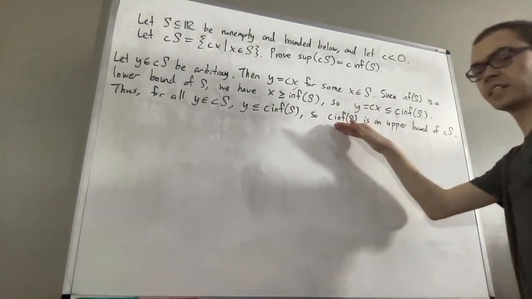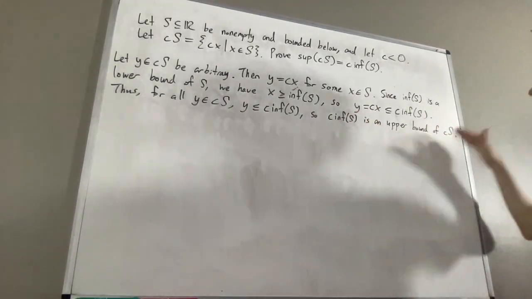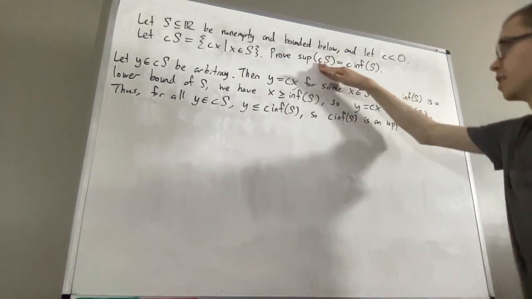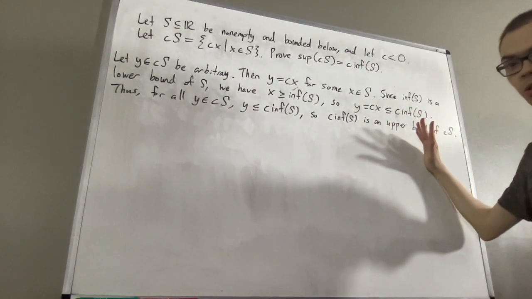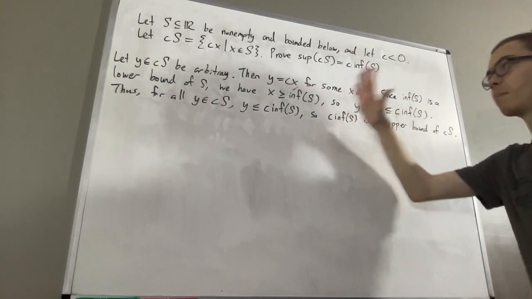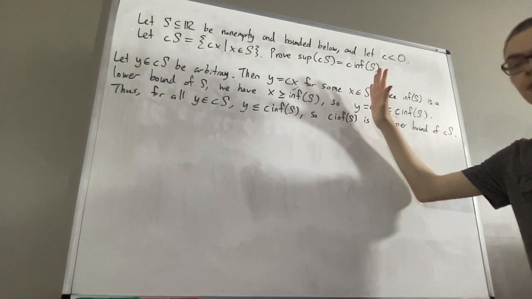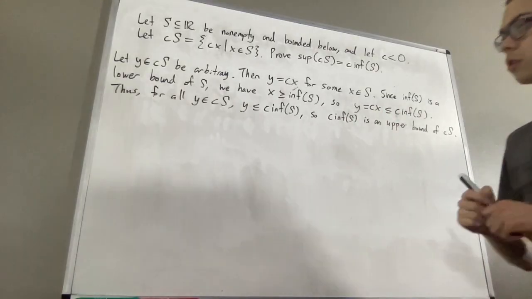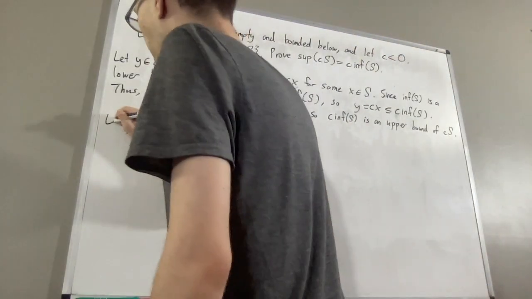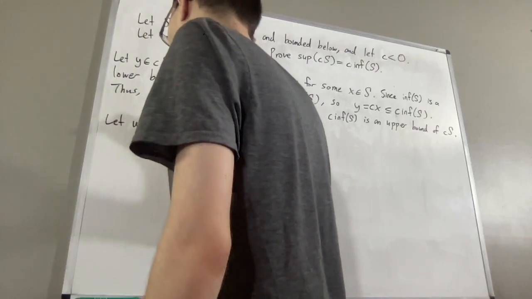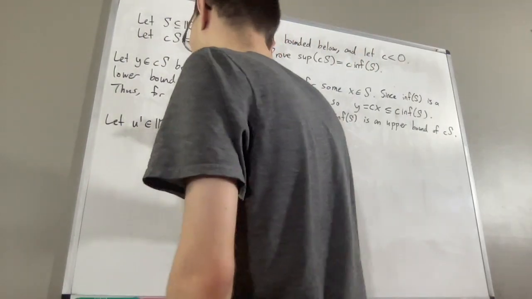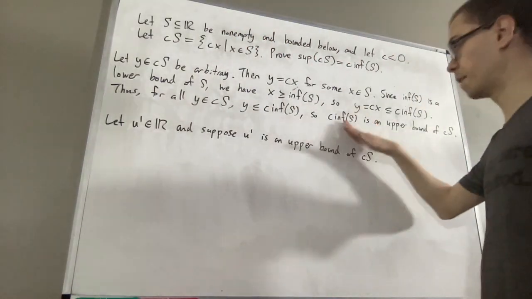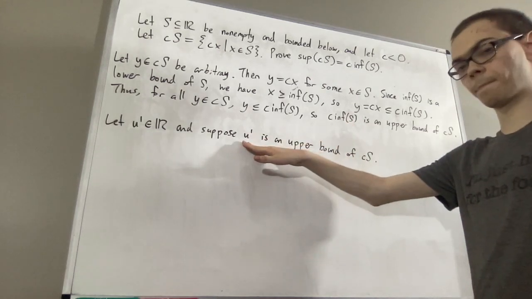So we've shown that c times the infimum of S is an upper bound of cS. So the next step to showing that it's the supremum of cS is to show that it's the least upper bound. So we're going to show if u prime is any upper bound of cS, then c times the infimum of S must be less than or equal to u prime. So let's give ourselves an arbitrary upper bound, u prime, of cS. From here, we're going to show c times the infimum of S is less than or equal to u prime.